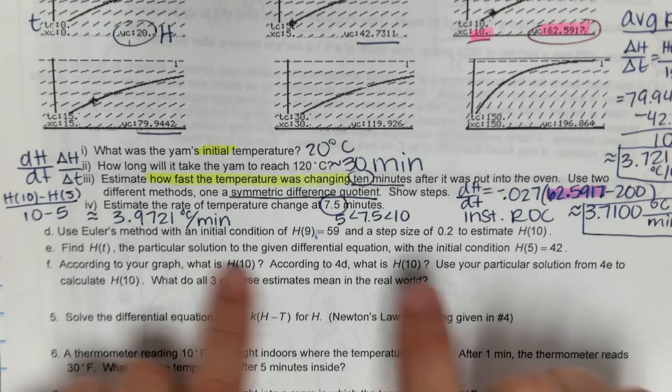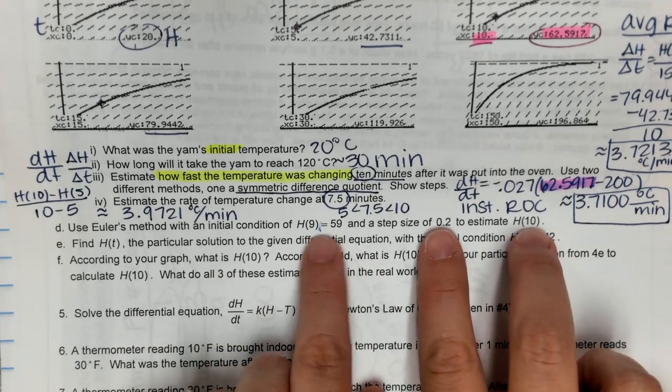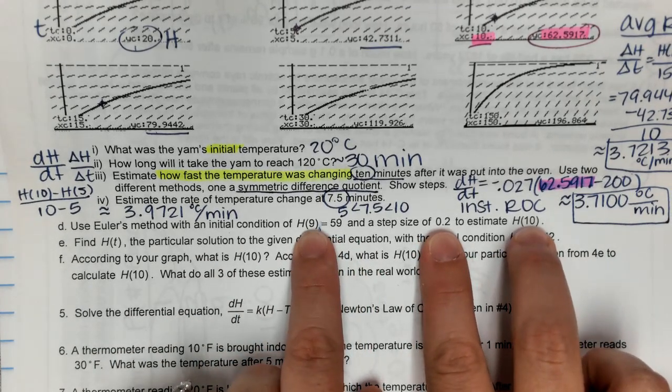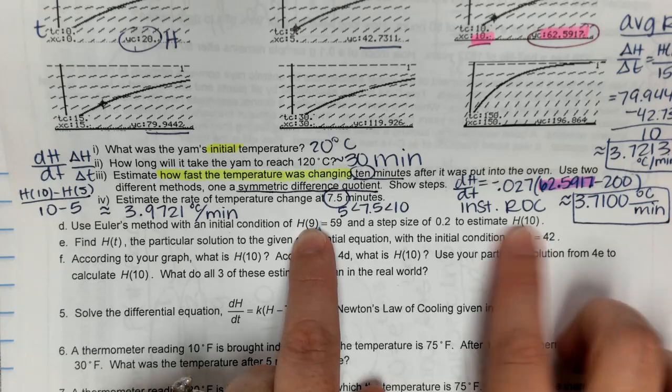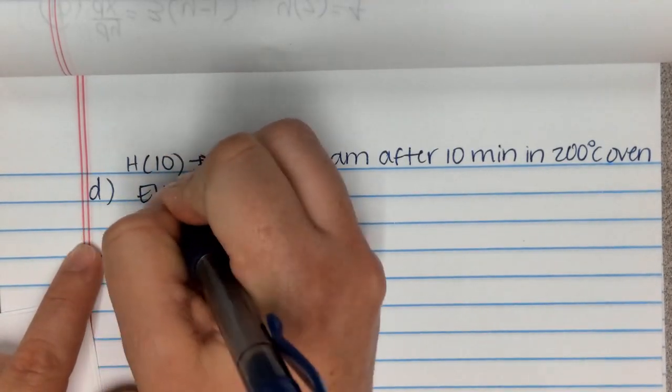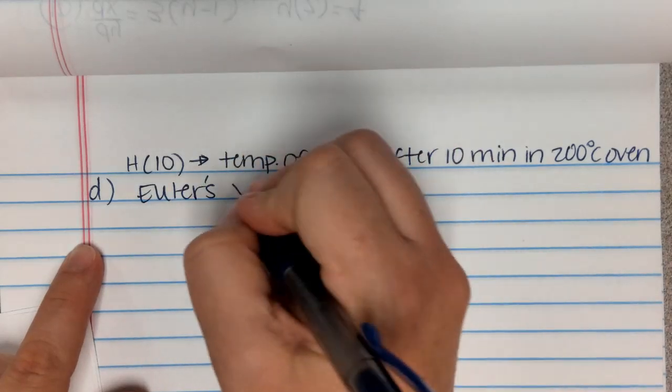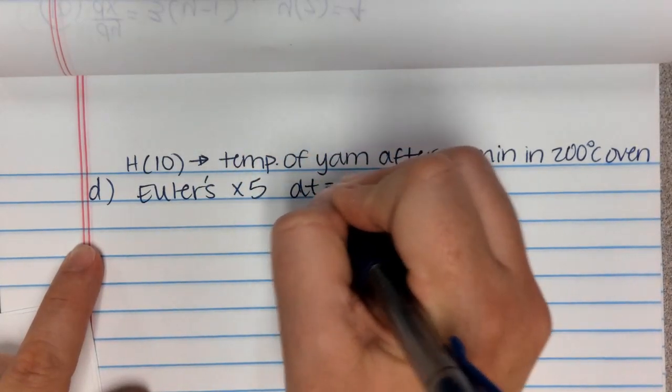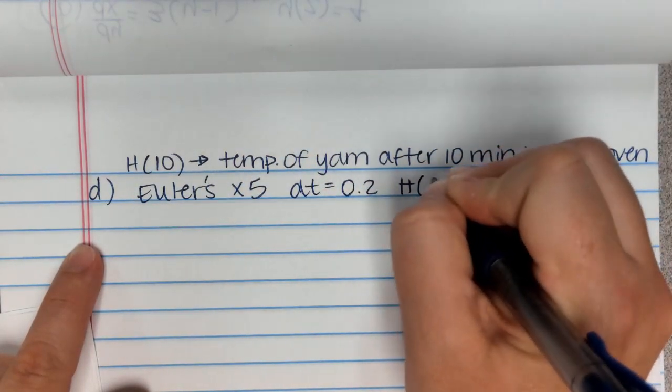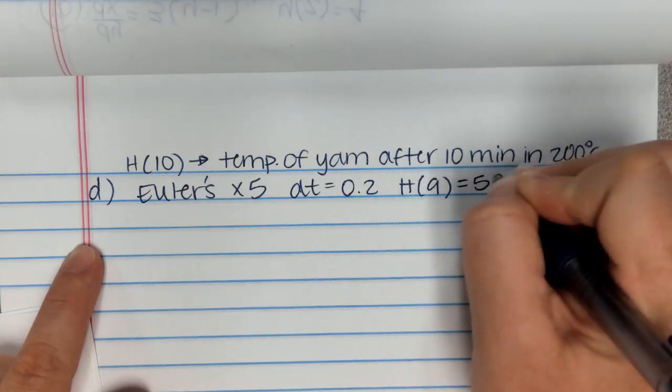Okay, so we won't do Euler's method, but how many times would I have to do this? 5 times. Yeah, so between 9 and 10 is 1 unit. Divide that by a fifth. I would have to do Euler's method 5 times with a dt of 0.2. Here's my initial condition. H of 9 was 59.